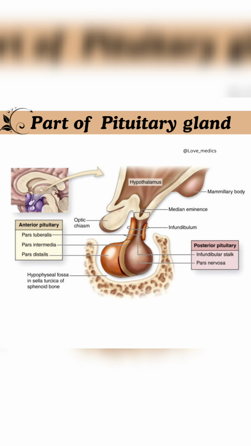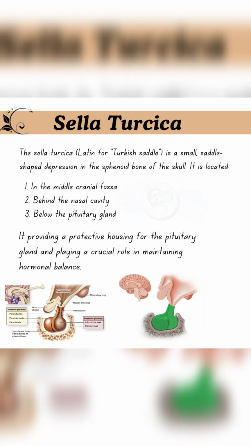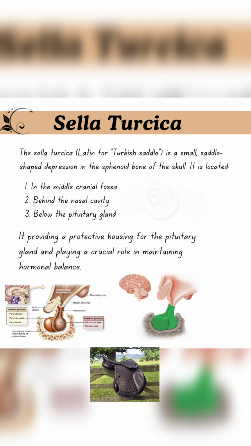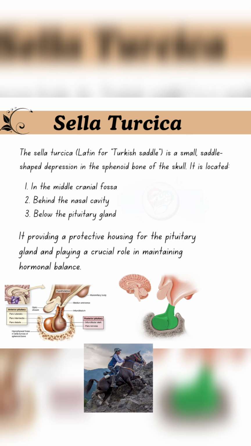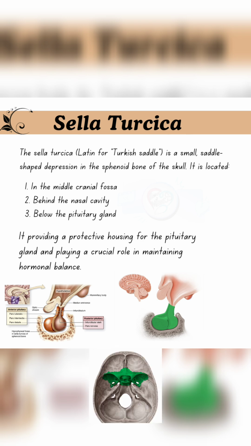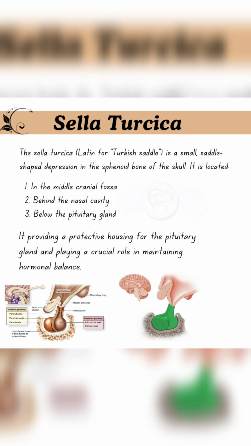Next, sella turcica. Sella turcica is a small saddle-shaped structure, which means a seat-shaped depression in the sphenoid bone. It is located in the middle cranial fossa behind the nasal cavity, below the pituitary gland. It provides a protective house for the pituitary gland. So it protects the pituitary gland. The pituitary gland is located in the sella turcica.